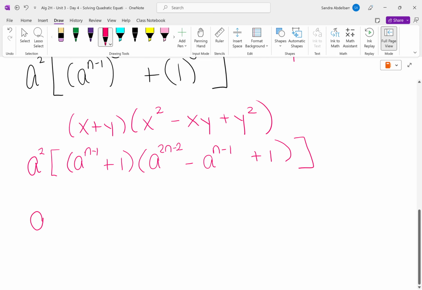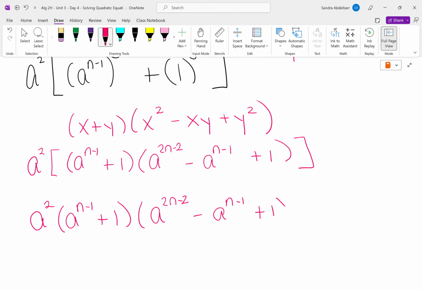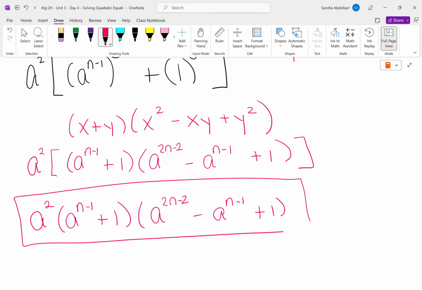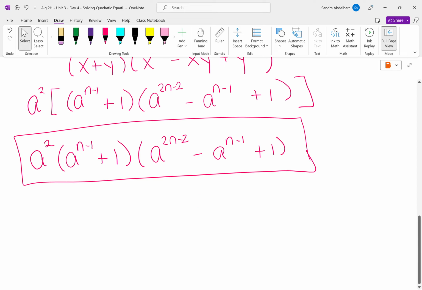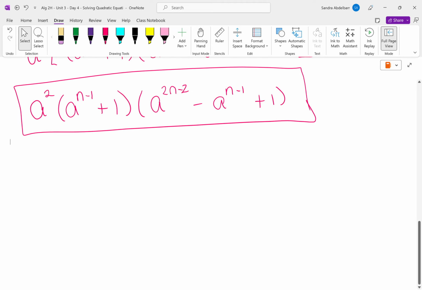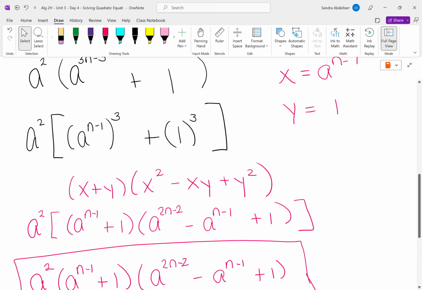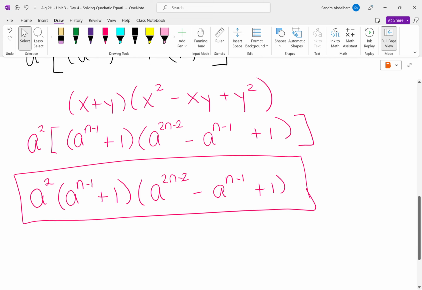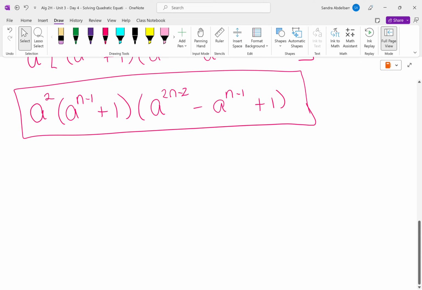Now, I would not distribute in that a to the 2nd, because then you would have to factor it back out. So you do not want to distribute in the a to the 2nd. You leave it just like this. All right. Curious, how many people got that one? Okay. Something like this would be good to know. Just saying. Something like this would be good to know. All right, let's keep going.